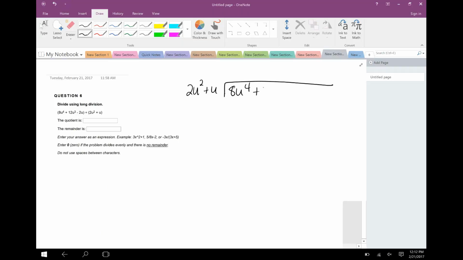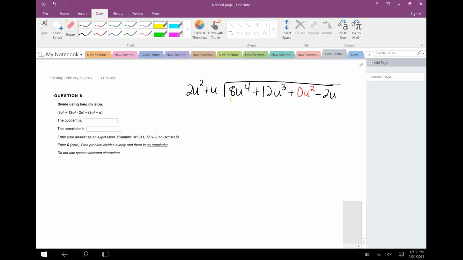8u to the fourth plus 12u to the third. Now it goes straight to negative 2u. I need to put a plus 0u squared there. Now I can put minus 2u. So I have to put that 0u squared to fill in for that missing term.